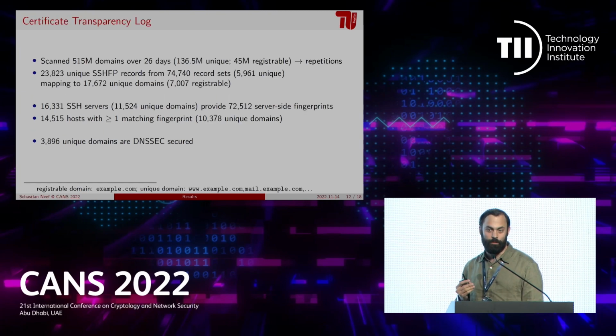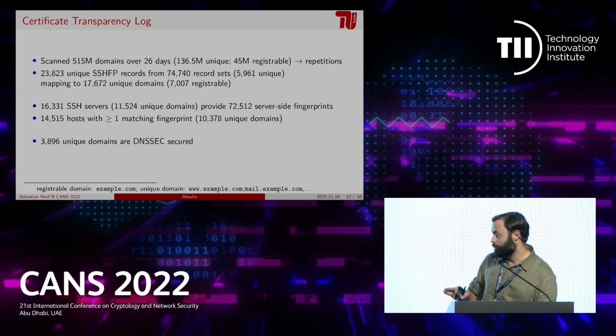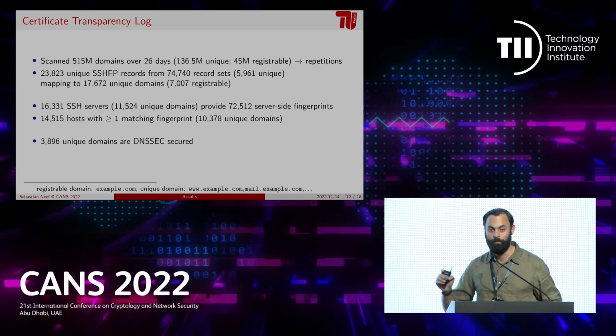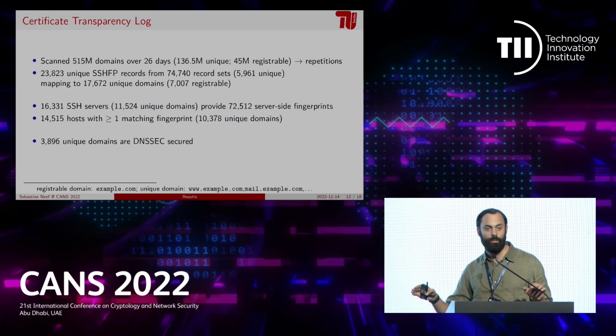So let's have a look at the bigger picture. So for the certificate transparency log, we obtained 550 million domains, of which 136 million were unique domains. So I'm not sure if everybody can read it down here. So a unique domain would be www.example.com and mail.example.com, because both can point to different servers, of which one might have SSH and the other one wouldn't. And then we have registrable domains, which would be example.com.